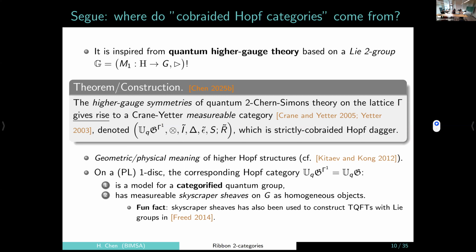I actually learned this from talking with Warren. So I didn't know when I was writing a paper, but it turned out that the same things have been used to construct TQFTs with Lie groups in this paper by Banfi. So it seems to be a very natural thing to think about when you want to deal with infinite dimensional Hopf categories, is to use sheaves.